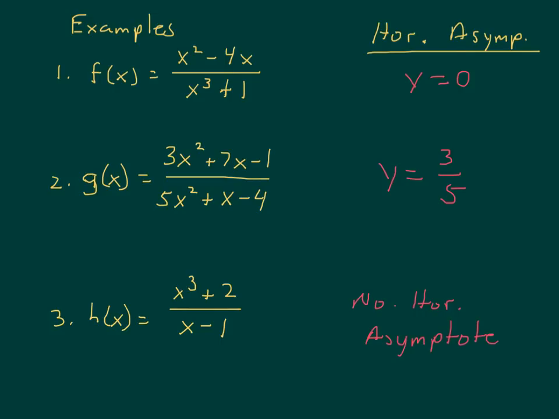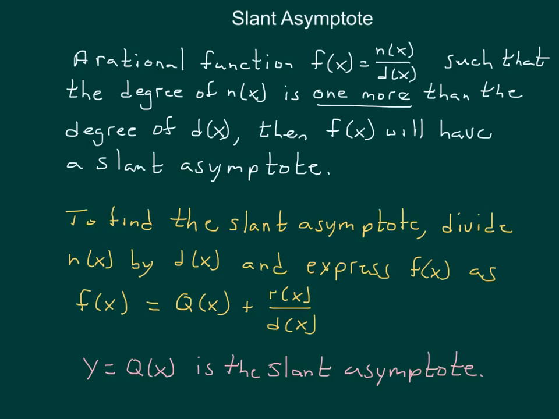And so those would be the examples of all three situations we have when determining horizontal asymptotes. The final type of asymptote we have is what's called a slant asymptote.